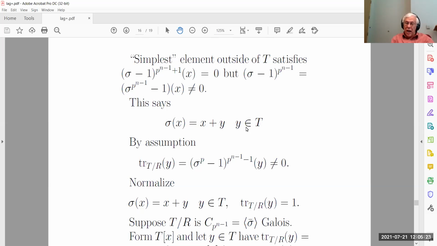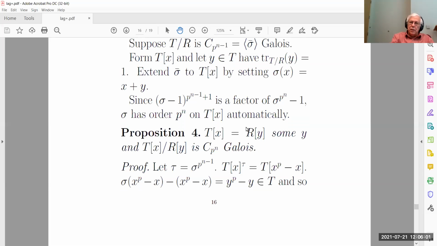So that's fine. And now I want to normalize the way I usually did before. I normalized y to be 1. Y is now not in this R, so I can't normalize it to be 1, but I normalize it to have trace 1. Because by assumption, its trace is non-zero, so now I normalize it to have trace 1. And that is now my new Galois action. Sigma of x is x plus y, where y is in the ring one step below in the Galois series, and trace of y is 1.